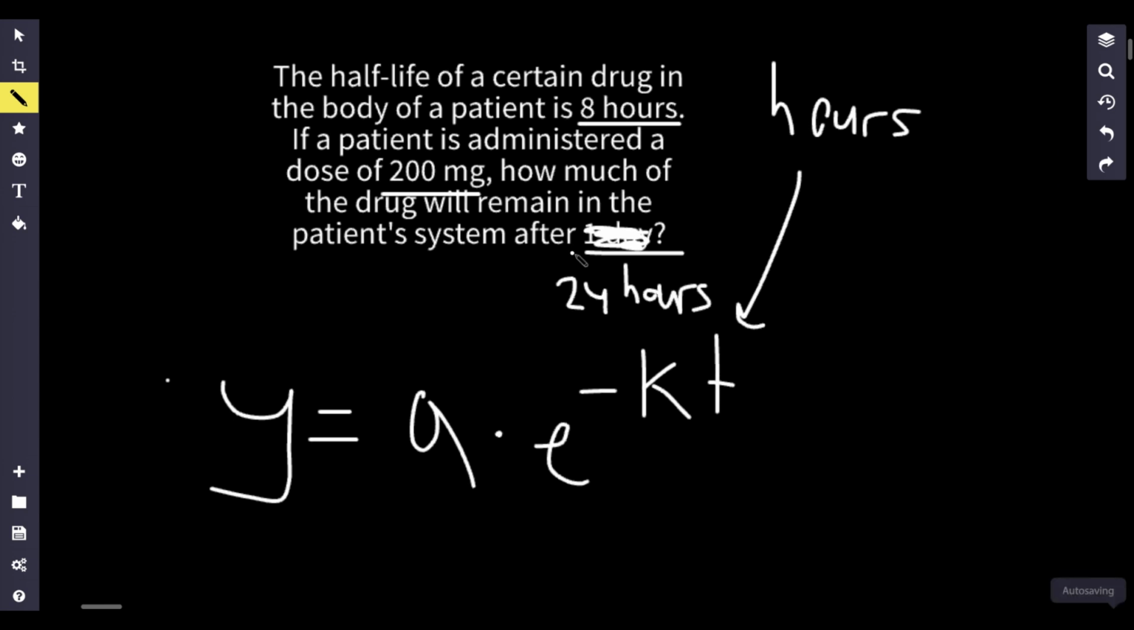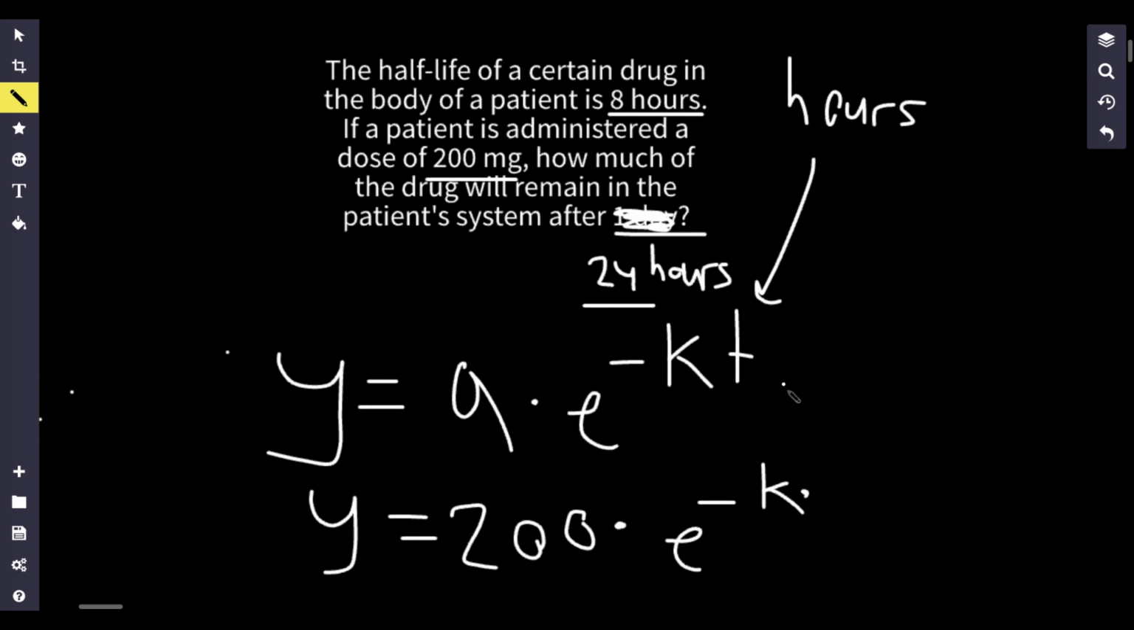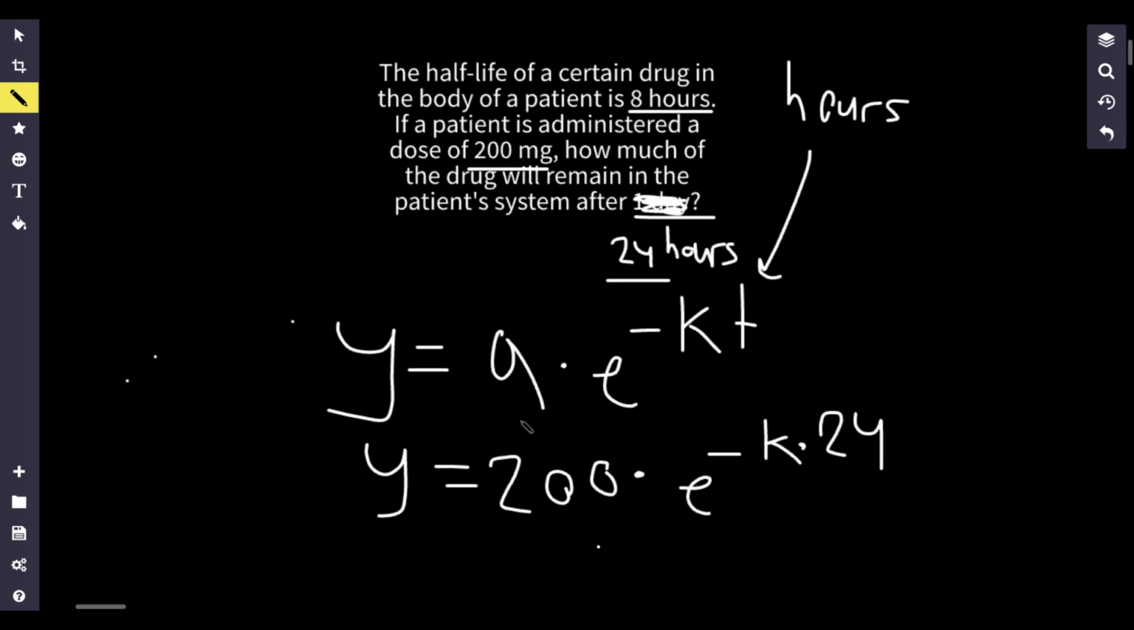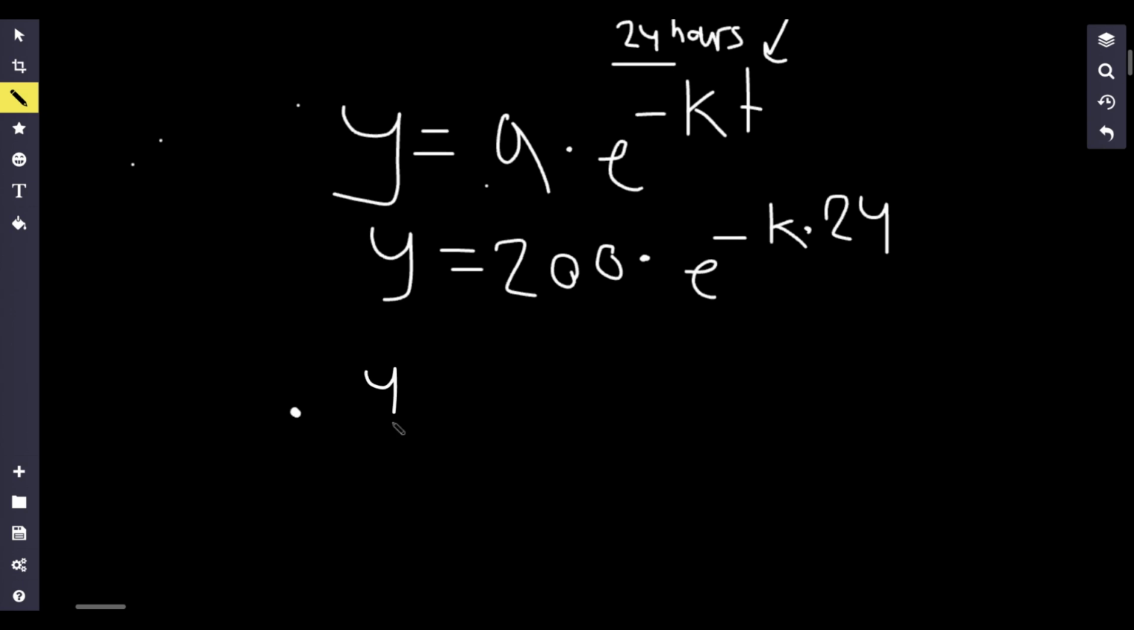Let's plug in what we know. So we know that we originally had 200 milligrams. It's going to be e to the negative k times the time in hours. So we have 24 hours. So we're going to put 24 here. And now we can solve for k. Once again, I'm going to divide by a on both sides. So I'm going to get y over a is equal to e to the negative kt.